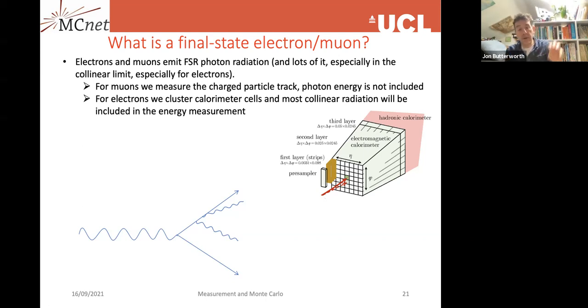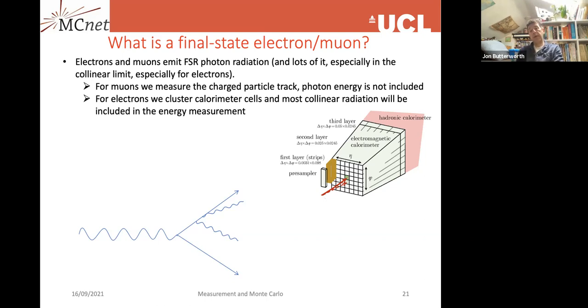And I'm not talking about photons radiated through the interaction with the material. I'm talking about photons radiated essentially in the beam pipe from QED final state radiation. So the track will not include the energy of those photons. So if you're wondering what to compare to in a calculation, you probably want to take into account that some energy has been lost that way, if you can calculate the final state radiation.